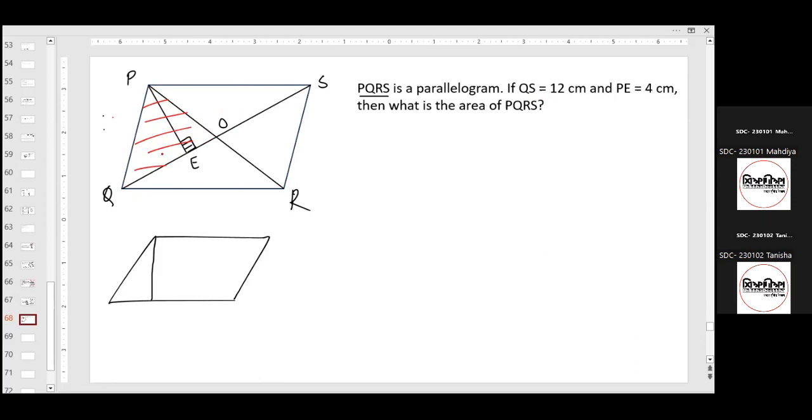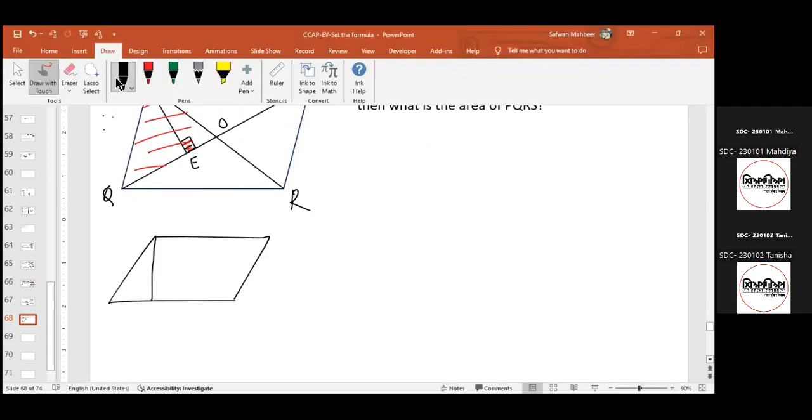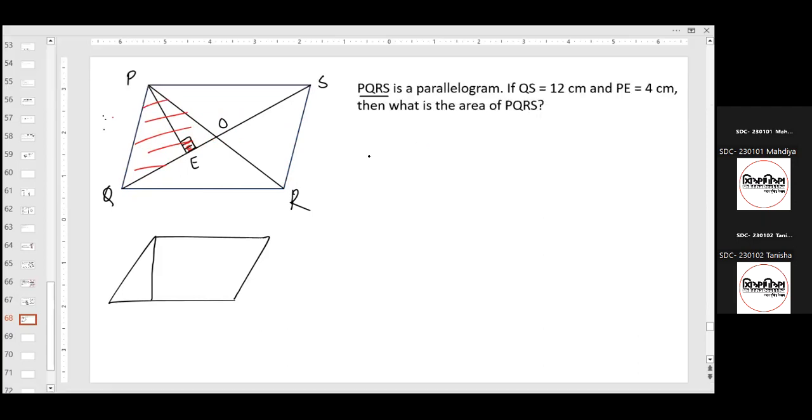We need the height of the triangle, and we need the length of the base. Here, PE is the height, since it has the perpendicular symbol beside it. So PE is the height of the triangle POQ. From the image and the information given in the question, we can write down that in triangle POQ, height PE is equal to 4 centimeter.